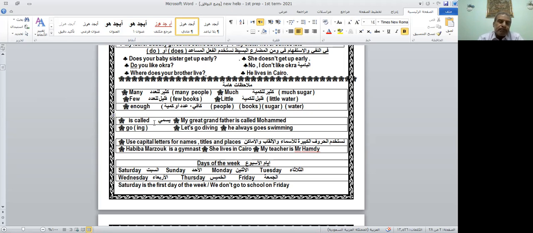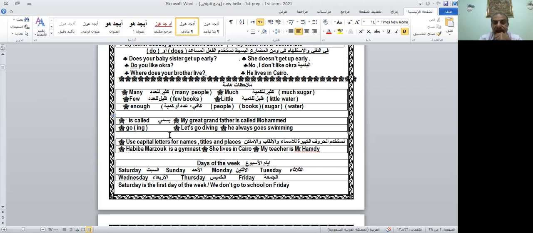There is called, this is a verb in the passive, يسمى. So here we put it in the passive. We put the object at first, and after that we say is plus the past participle. My great grandfather is called Muhammad. Okay, يسمى أو يدعى.